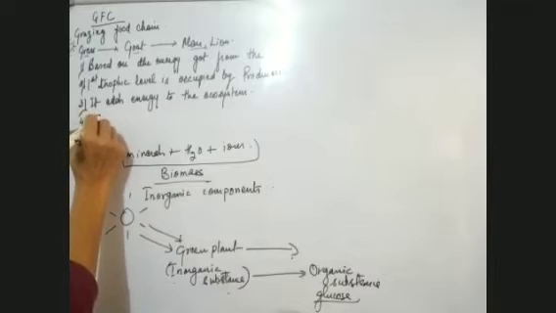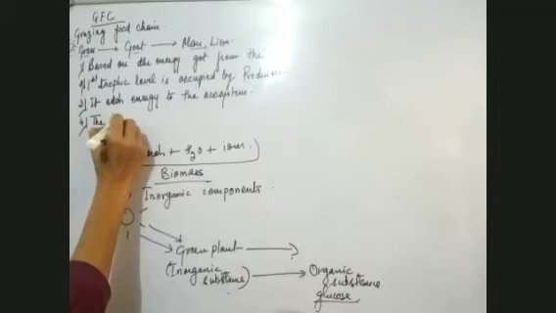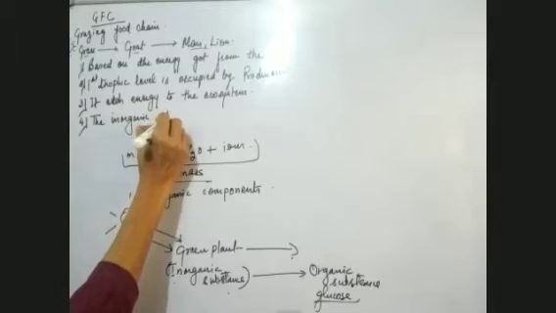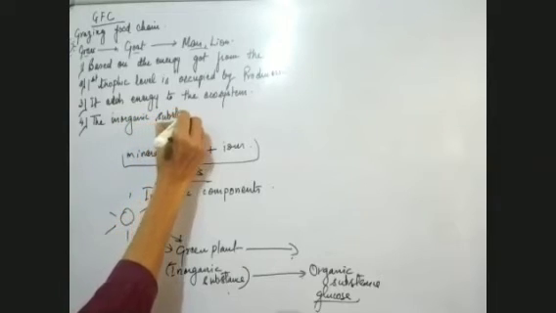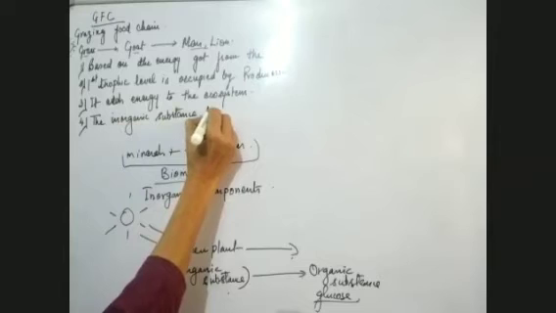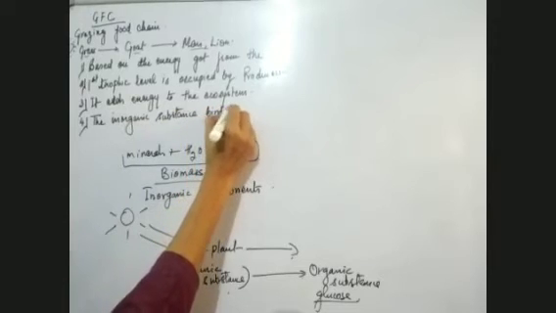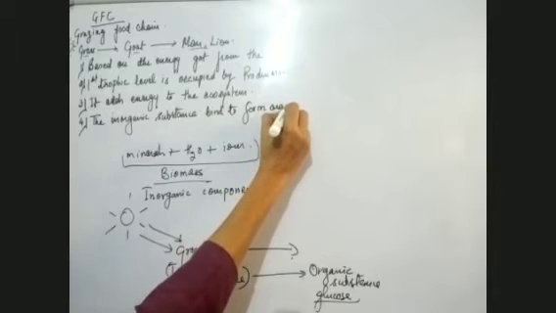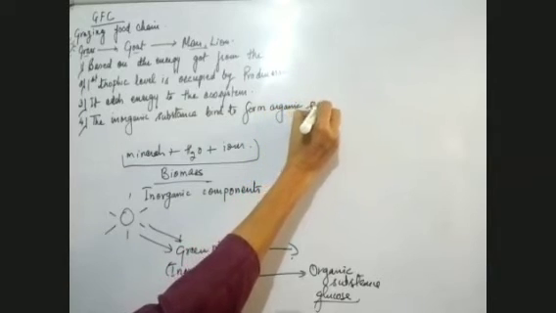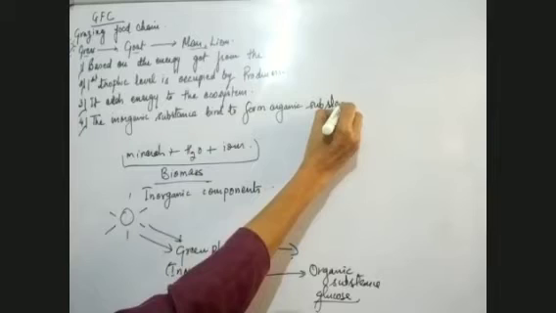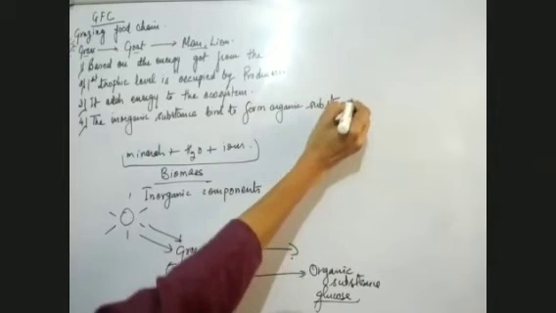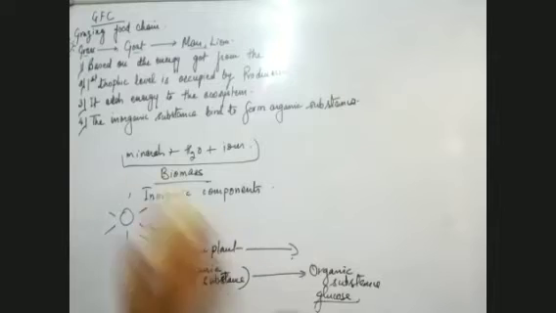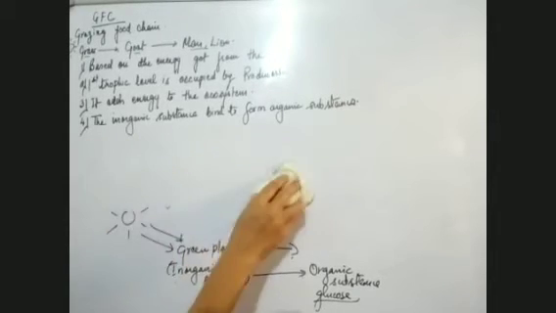The inorganic substances bind to form organic substances. They bind to form organic substances. So this is what happens in the grazing food chain.